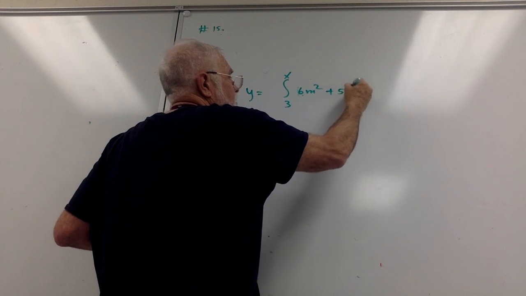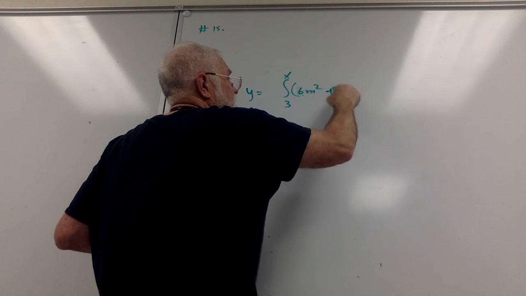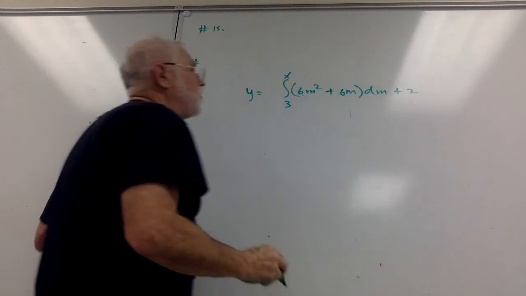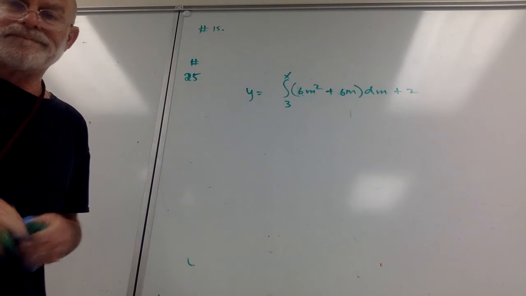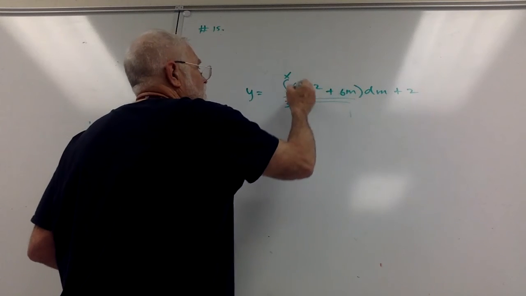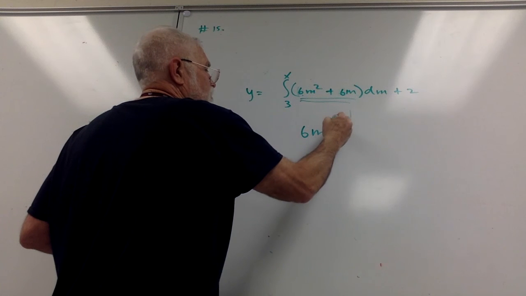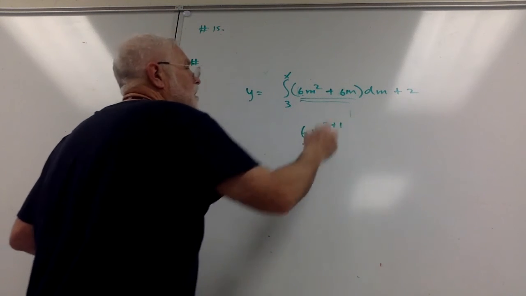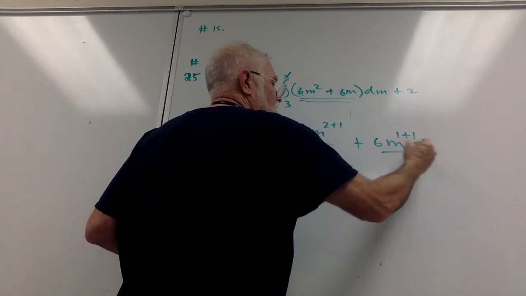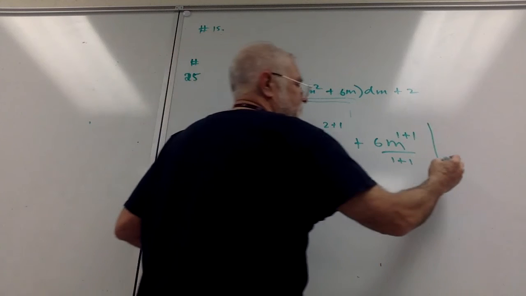Plus 5m. Do I like that number? No. Plus 6m. Let's go with the 6's. dm plus 2. Okay, remember you're pausing the video. You're going after it. Let's see, I'm supposed to do something, this integral sign. Oh yeah, 6m squared came from 6m to the 2 plus 1 over 2 plus 1. 6m to the 1 gave me plus 1 over 1 plus 1. And I'm going to go from 3 to x.